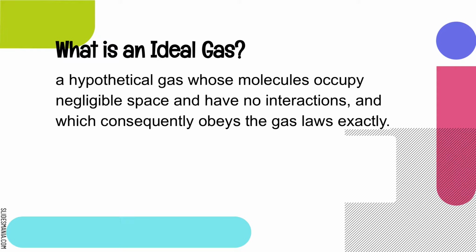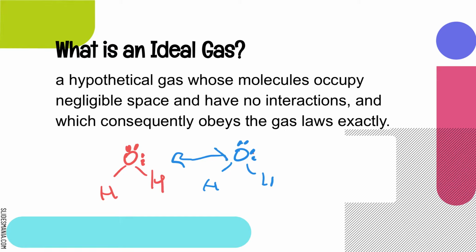So let's say we had a water gas molecule, and we have O, and then we have H and H. And then we have another water molecule, with H and H. There's no interaction between these in the gas phase. They're not interacting, and so there's no attraction. We're assuming there's no attraction between the individual molecules in a gas.